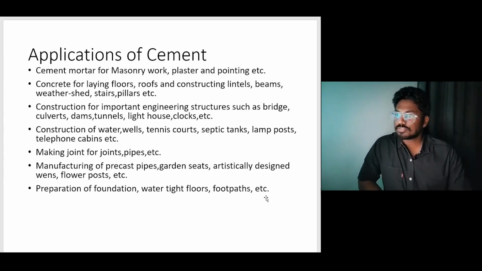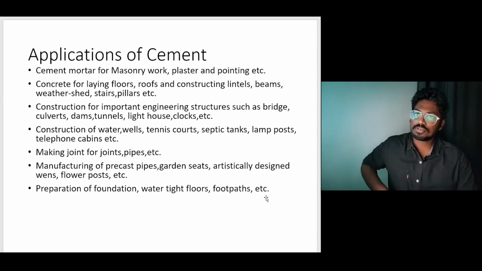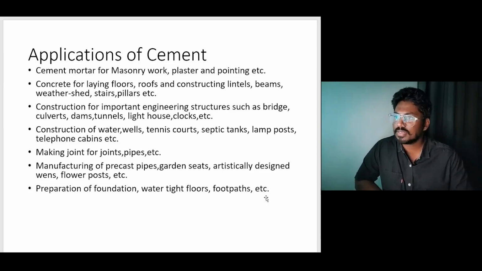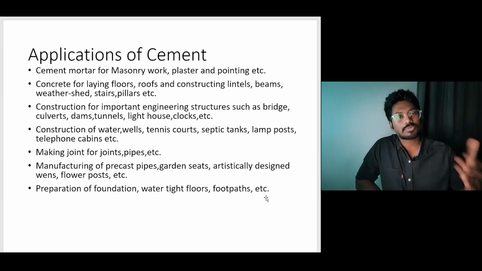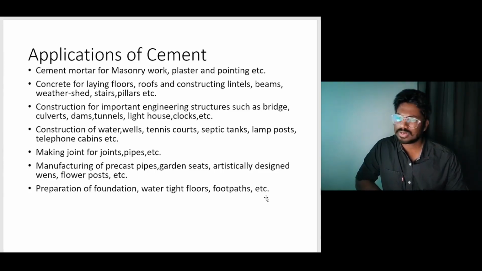Now applications of cement: mortar for masonry works, plastering, etc. Concrete for laying floors. These are the different applications which you are seeing over here. These are the different places where you get to use cement mortar, not just limited to these points over here. The cement has more applications out there.